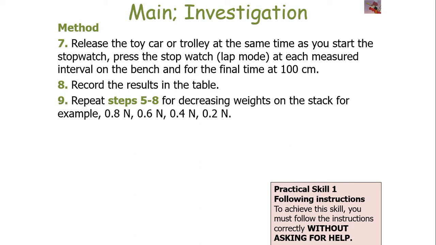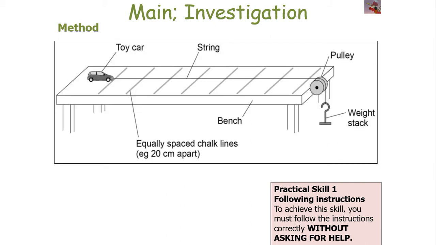Release the toy car or the trolley at the same time as you start the stopwatch. Press the stopwatch in the lap mode at each measured interval on the bench, and for the final time at 100 centimeters, record the results table. Repeat steps 5 to 8 for decreasing weights on the stack. So 0.8, 0.6, 0.4, 0.2 newtons. Use that to work out the average acceleration of the journey, and you can plot force against acceleration and see the relationship. Now that's one methodology of using equipment such as this, as shown on the diagram.